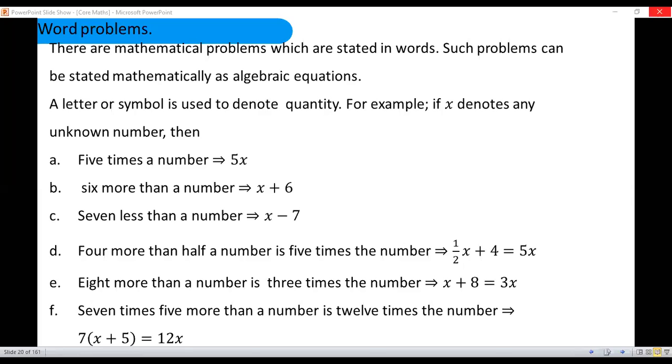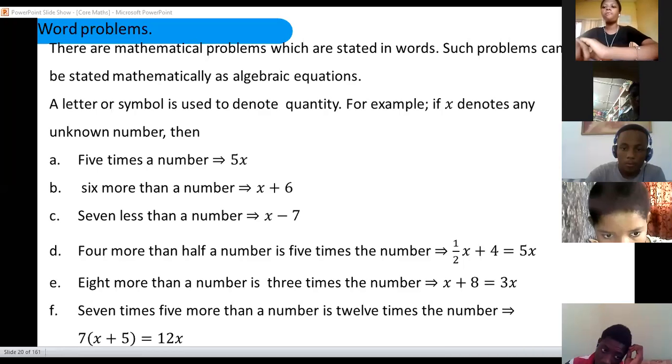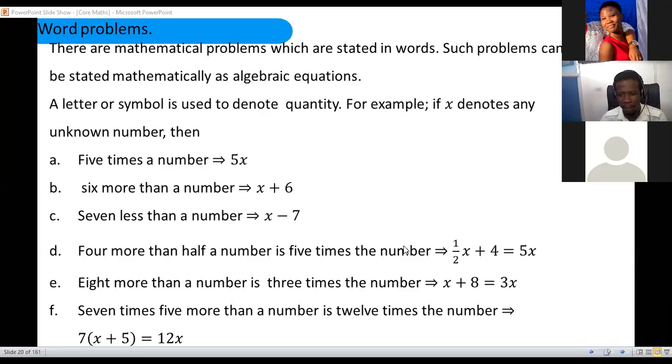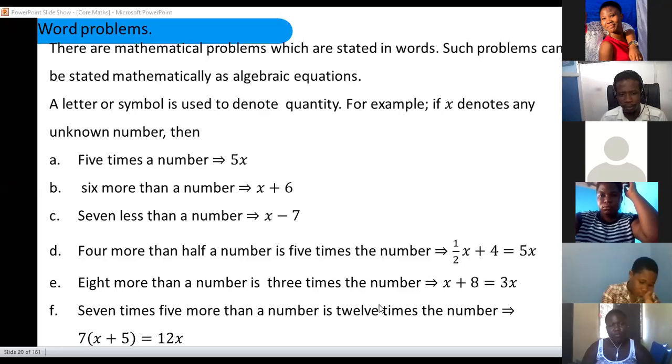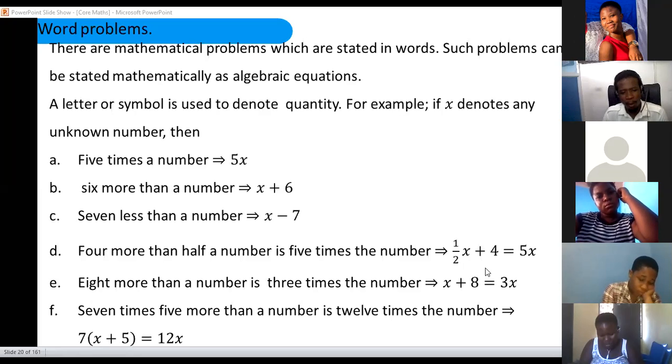Yes, any further question? Okay, let's continue. 4 more than half a number is 5 times the number. So we're going to take it one by one. 4 more than half a number.